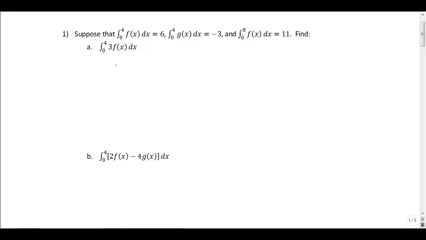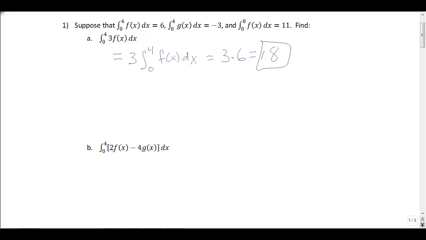So the first one, we've got the integral from 0 to 4 of 3 times f of x dx. Well, it's the same as this integral that equals 6, except there's this 3 here. There's a general property, which means when I have a constant multiplied by a function inside an integral, I can pull that constant out. So this is 3 times the integral from 0 to 4 of f of x dx. Now we don't know what f is, but we know the integral from 0 to 4 of f dx is 6. So this just works out to be 3 times 6, or 18.